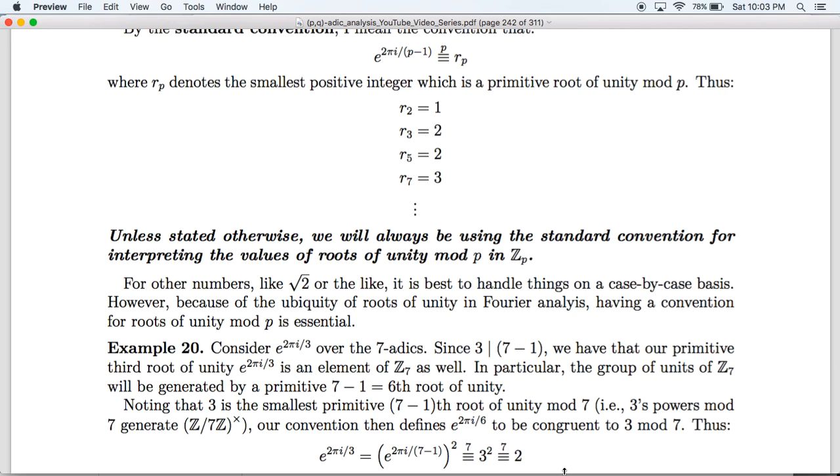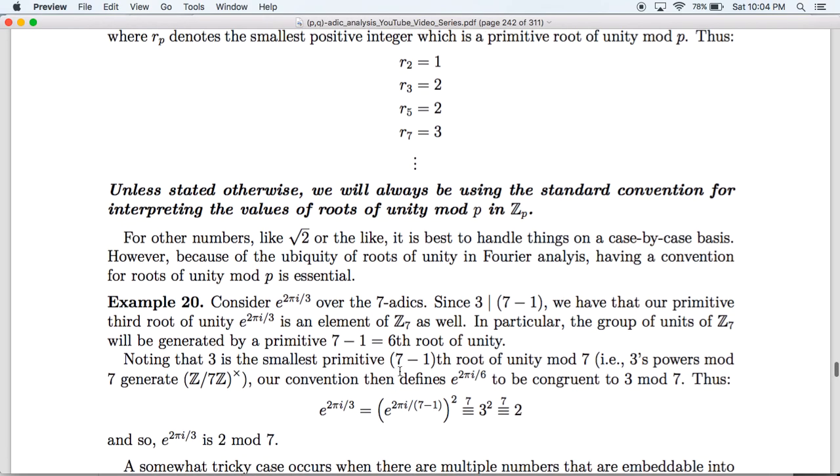So as an example, let's consider the cube root of unity over the 7-adics. Since 3 divides 7 minus 1, our primitive third root of unity is an element of Z_7. In particular, the group of roots of unity is going to be generated by a sixth root of unity. 3 is the smallest primitive sixth root of unity mod 7, and so our standard convention defines e^(2πi/6) as having the value 3 mod 7. And so therefore e^(2πi/3) is going to be 3 squared mod 7, which is 2.